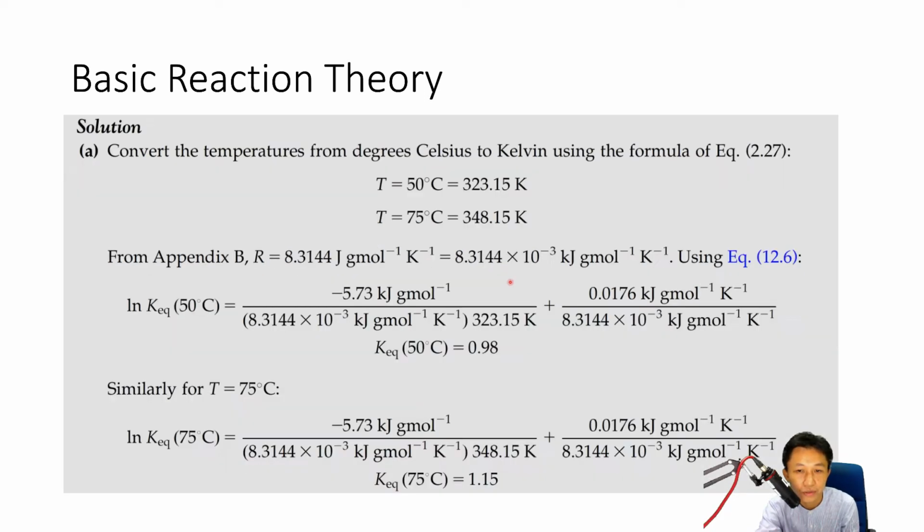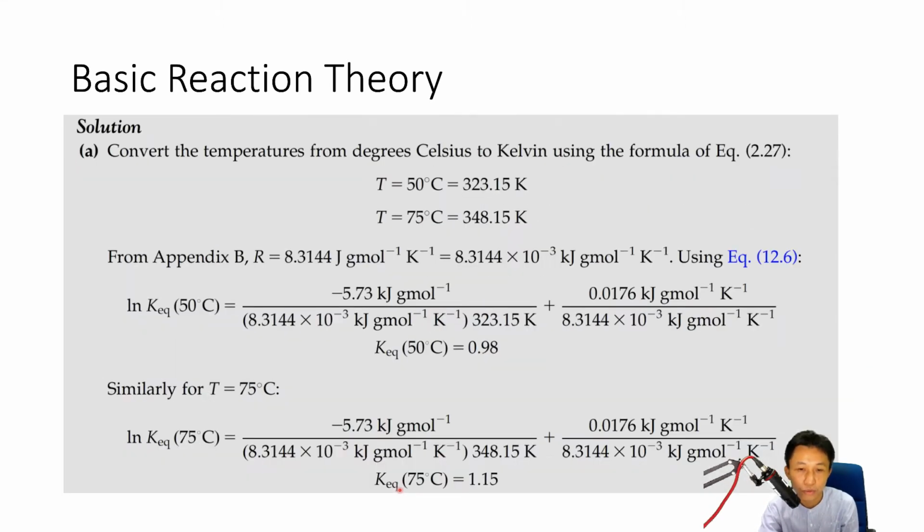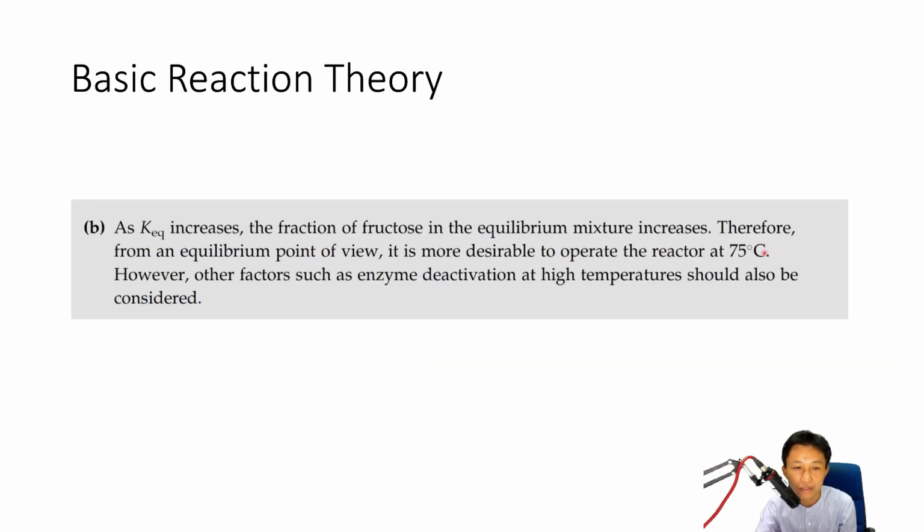Okay, so you use this equation, and you have the two equilibrium constants, and then you compare and take the higher one. The higher temperature is desirable for the system.